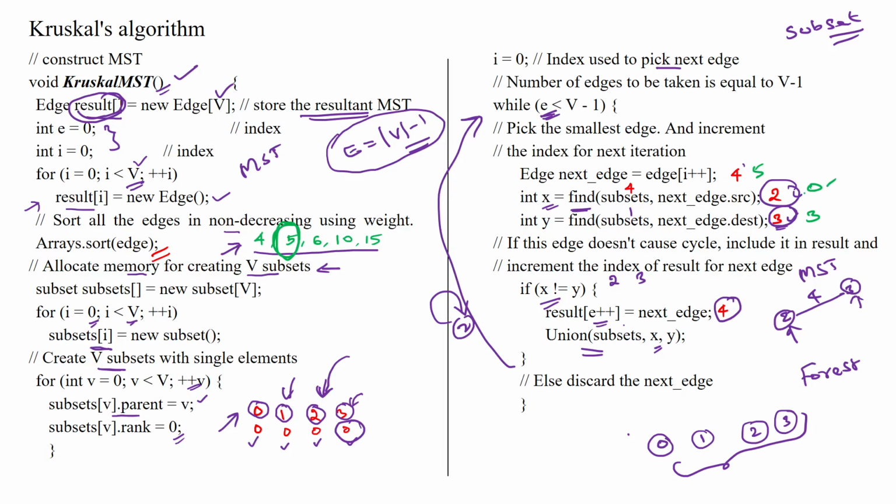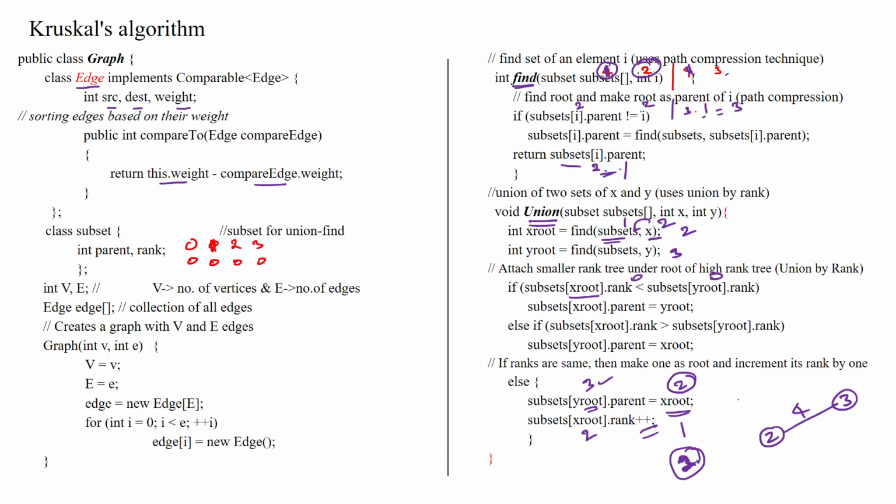So for 0 again you will call the find. Here you will call find subsets 0. Now we are having 2 vertices available in the subsets. Then the value is here 0. So now we are checking subsets of 0 dot parent not equal to i. What is i? 0, which is false. Then subsets of 0 itself is acting as a parent.